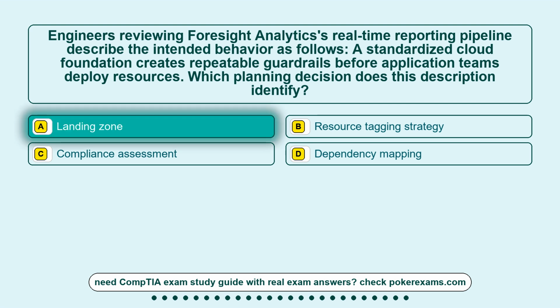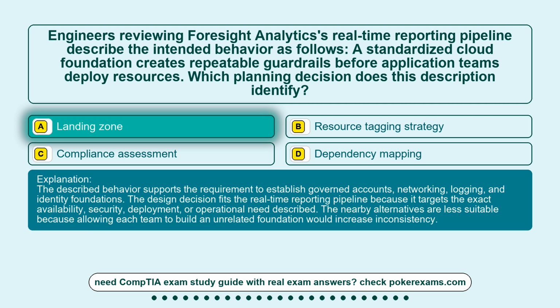The correct answer is option A, landing zone. The described behavior supports the requirement to establish governed accounts, networking, logging, and identity foundations. The design decision fits the real-time reporting pipeline because it targets the exact availability, security, deployment, or operational need described. The nearby alternatives are less suitable because allowing each team to build an unrelated foundation would increase inconsistency.